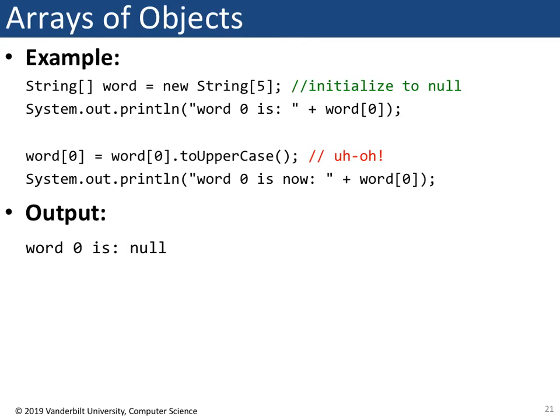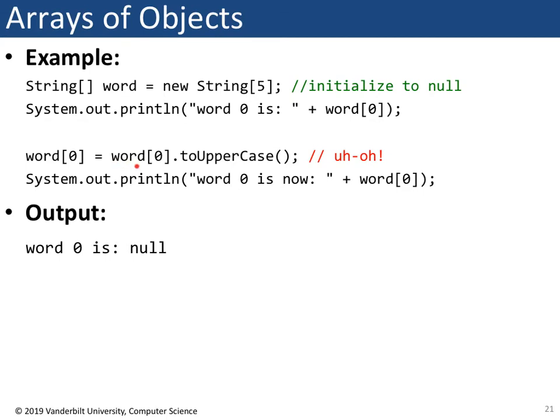Then when we attempt to change word 0 by making it uppercase, what's going to happen? We're saying we want the element 0 in the word array. What's stored there? Null. And we want to convert that to uppercase. Well, what we really wanted to do was go to the object pointed at by the reference stored in this element. But there is no reference there. There's null. Null is a reference to nowhere.